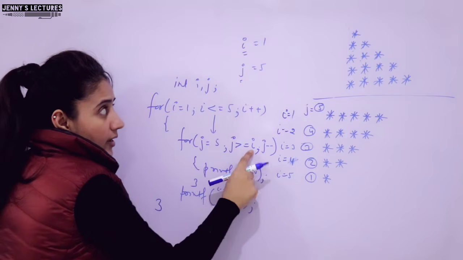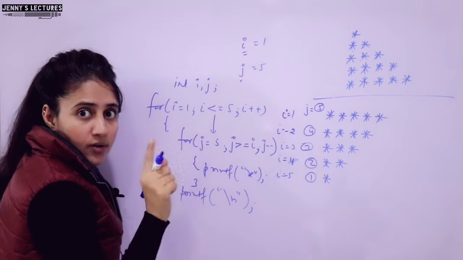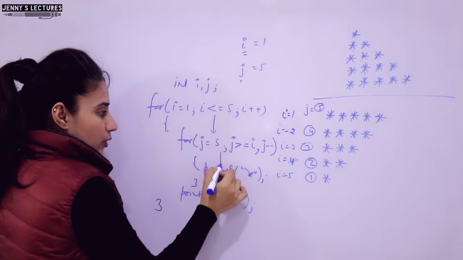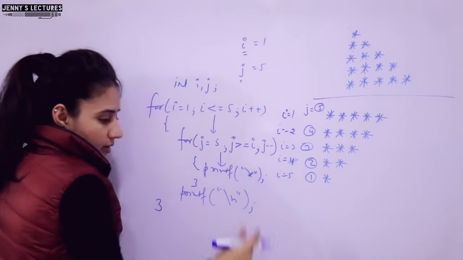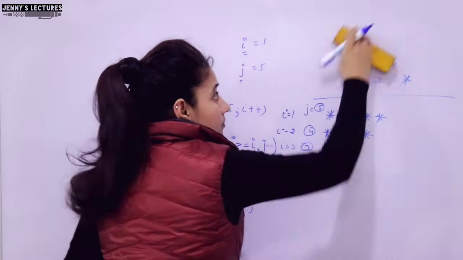5 greater than or equal to I, where the I value is 1. Yes, 5 is greater than 1, so the condition is true. Now we are going to enter again here. We are going to print a star, right? Now we will print 1 star.